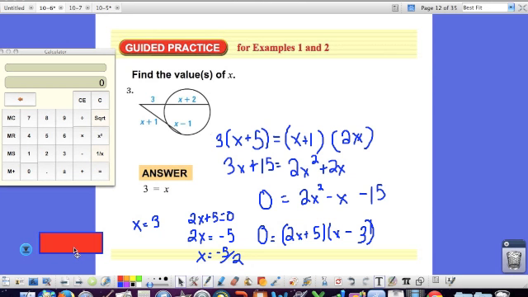In this case, though, x could not equal negative 5 halves, because if I plugged that in as a distance, even though some of you say, but you could use it as a number, when I plug negative 5 halves in, even like negative 5 halves plus 1, that's still going to be negative 3 halves, and I cannot have a negative value as a measurement in geometry. So the answer is just x equals 3.